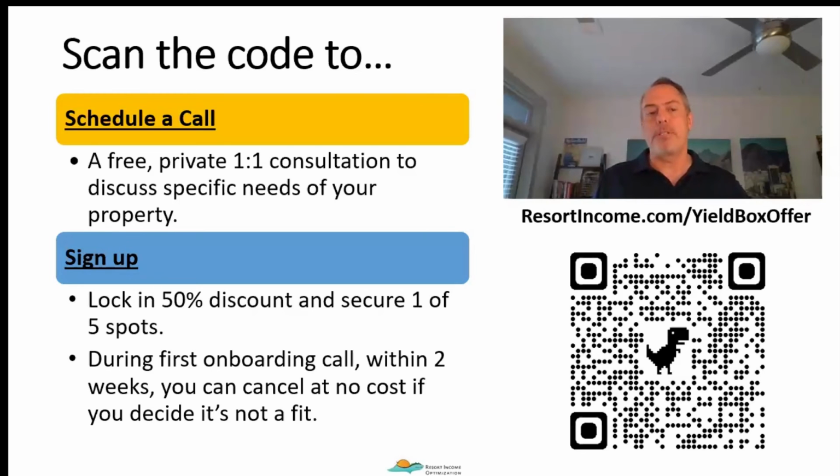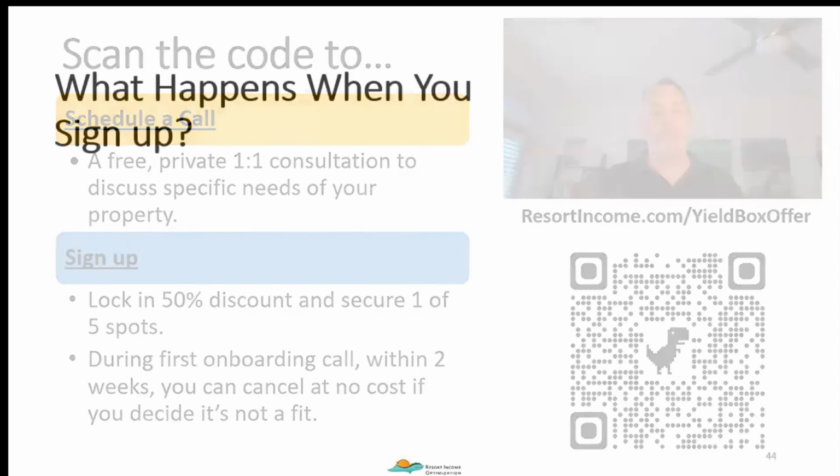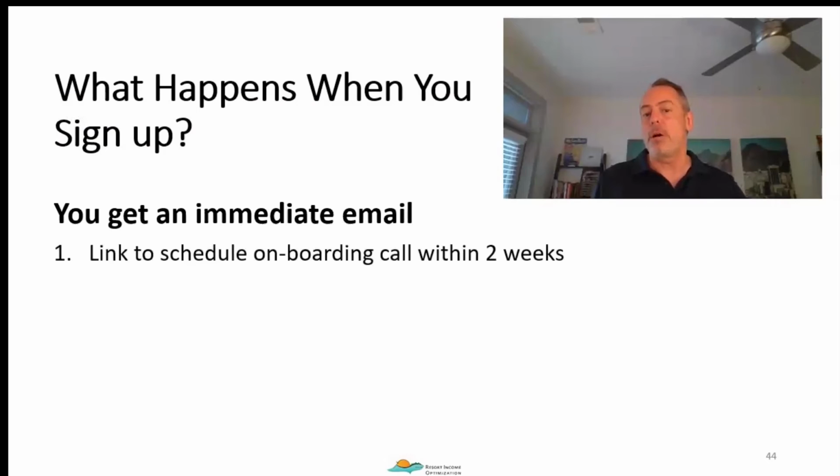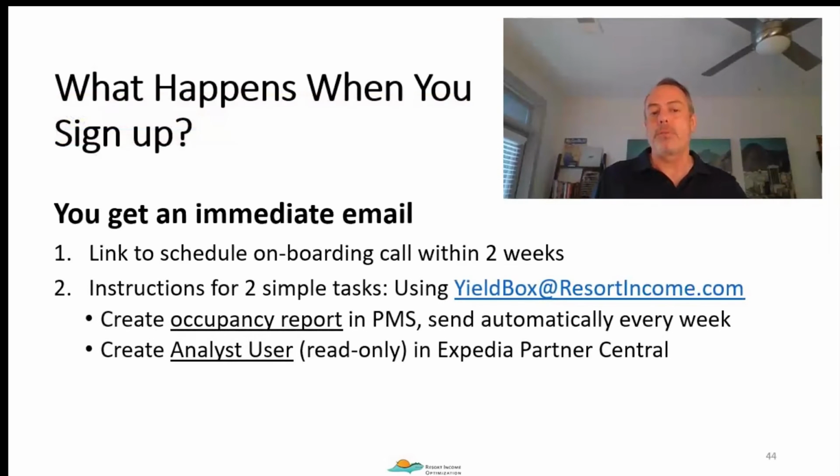So if you go to that page, you can schedule the call or you can go ahead and just sign up. So what happens when you sign up? You get an immediate email with a link to schedule your onboarding call within 2 weeks. And then you also get the instructions for 2 simple tasks. This is the email that we use for this service. And you basically create an occupancy report in the PMS and have it sent automatically to that inbox every week. We would prefer that it not be Monday because Mondays are already kind of crowded. So Tuesday through Friday are good or better. But if you have to have it Monday, we can certainly accommodate that.